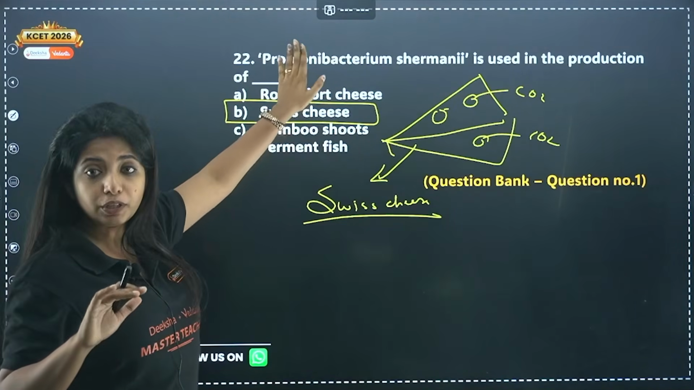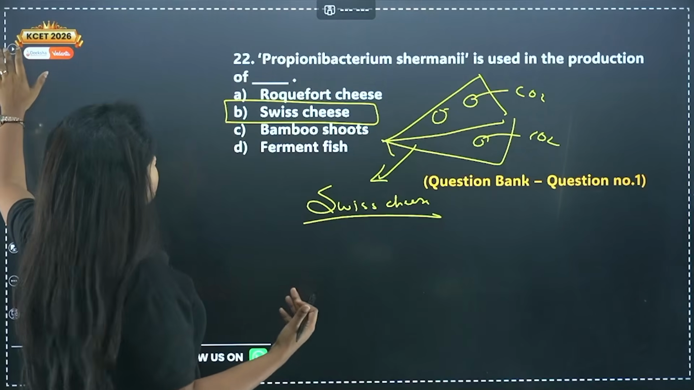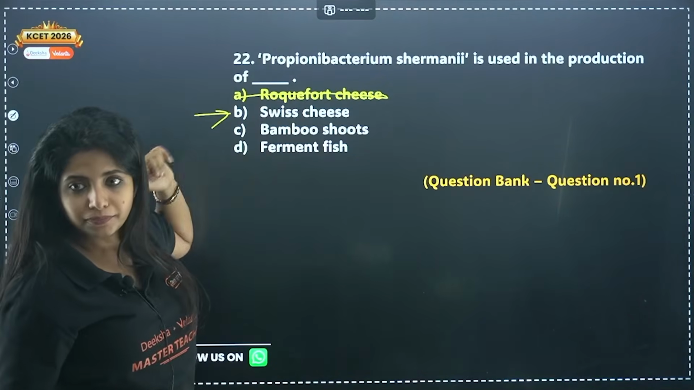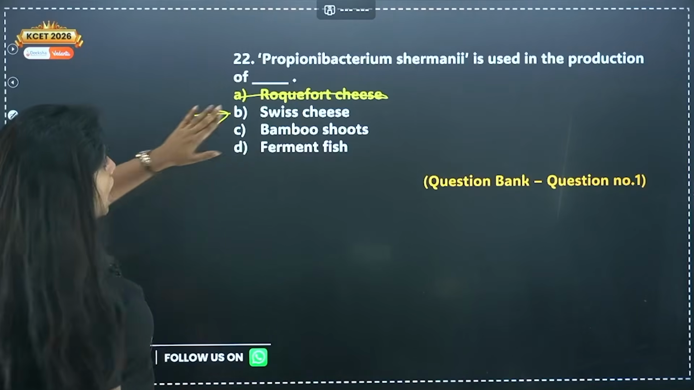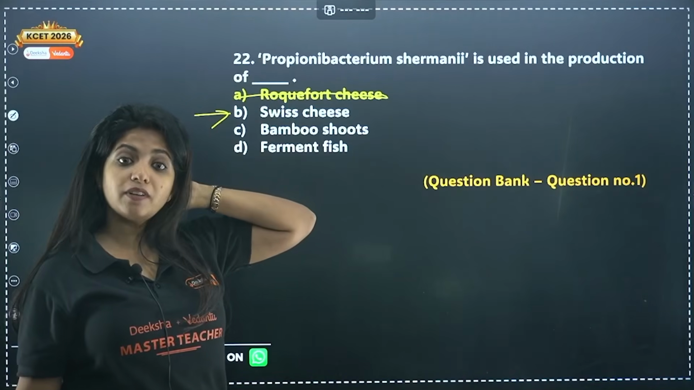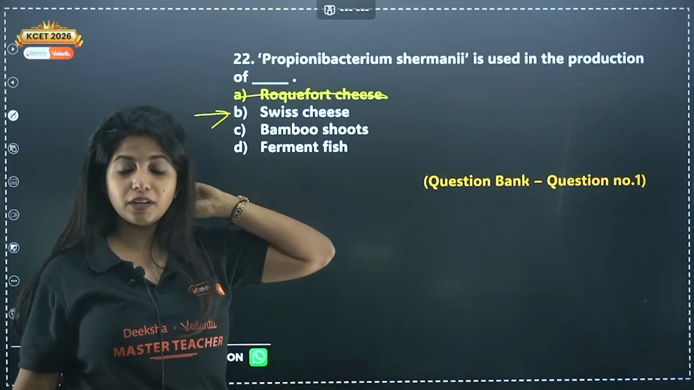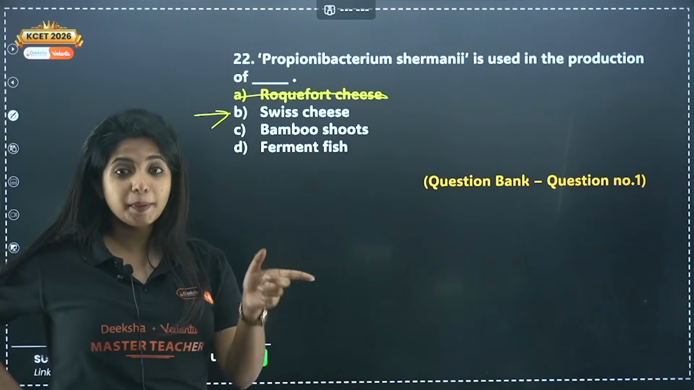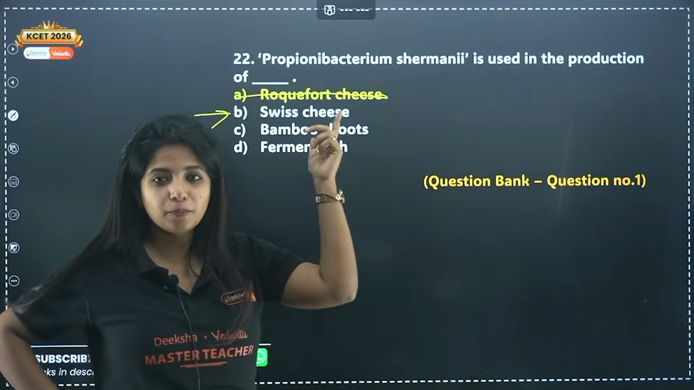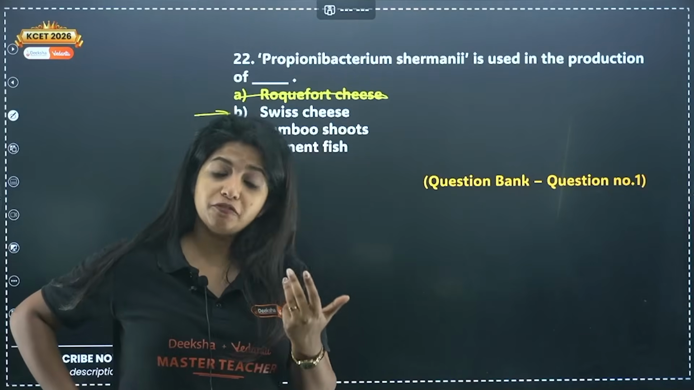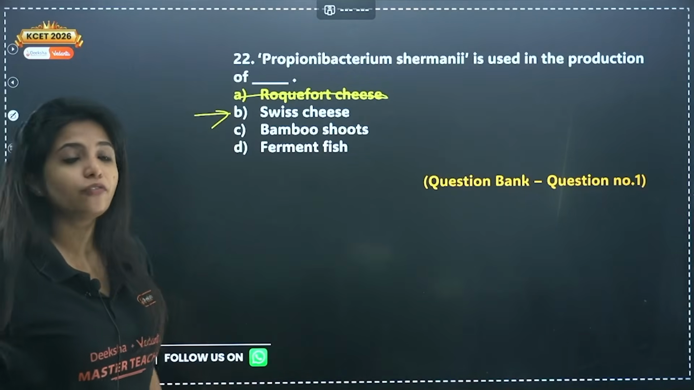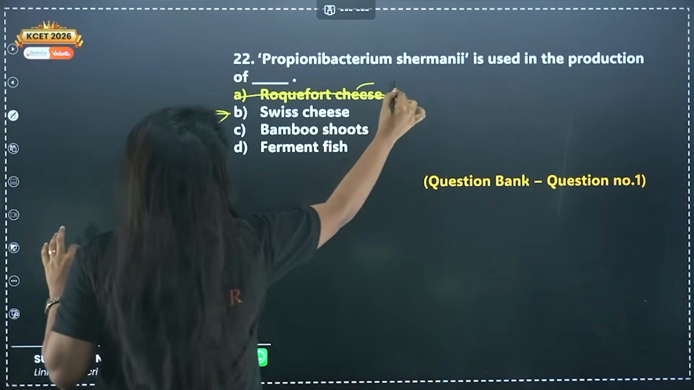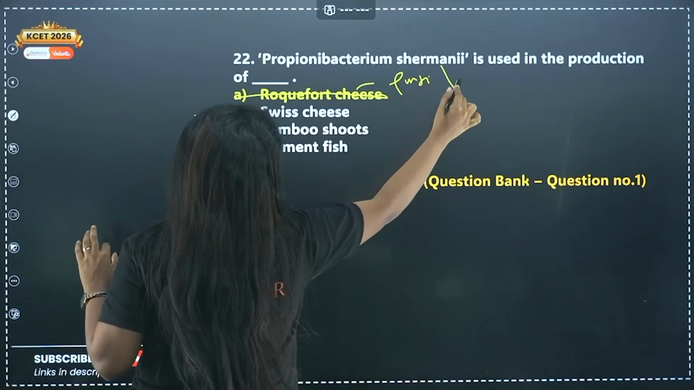Roquefort cheese is not produced by this. I think I have unknowingly marked Roquefort, but this is not the one. This is the one. Please go through it and correct it. How is Roquefort cheese produced? With the help of another type of fungus, actually, not a bacteria. It is Penicillium roqueforti, not Penicillium notatum. That is for the production of penicillin. This is some other fungus, Penicillium roqueforti. You don't need to study about that, just understand it's a fungus. This is produced by a fungus, and this is a bacteria.